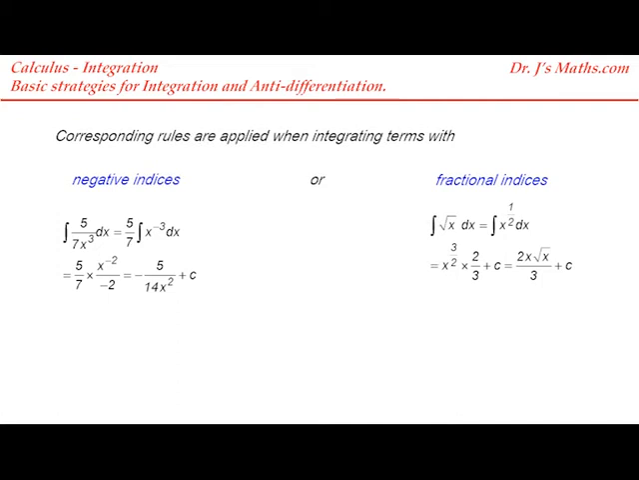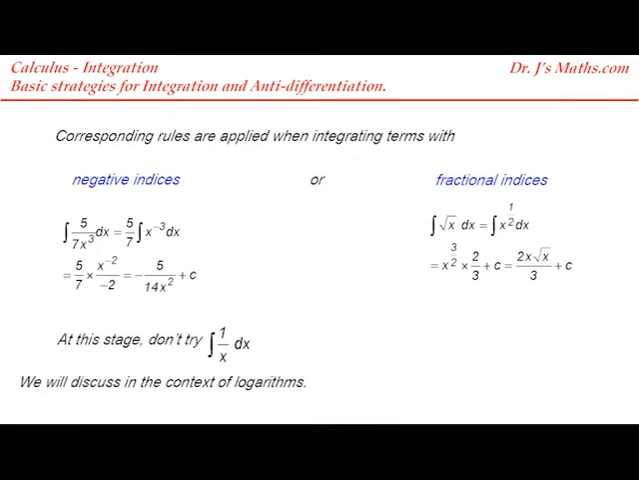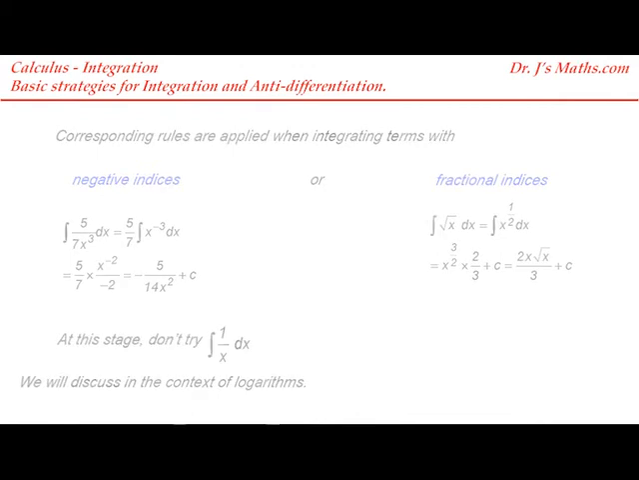x to the 3 over 2 can be written as 2x root x over 3 plus c. In passing, at this stage, don't try to integrate 1 over x dx. We'll worry about that later on. It's got to do with logarithms.